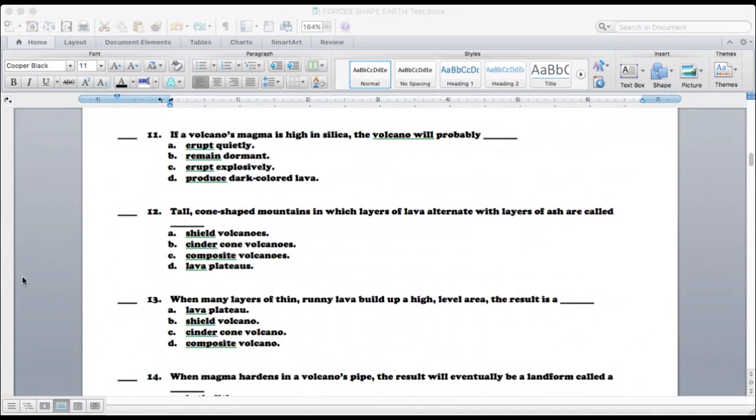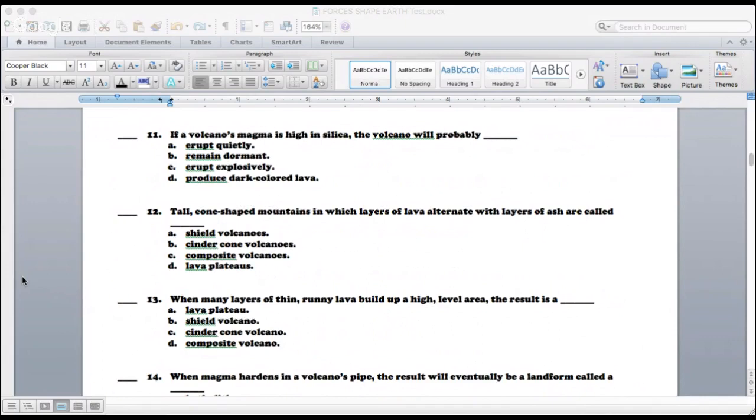Number 12. Tall, cone-shaped mountains in which layers of lava alternate with layers of ash are called A. Shield volcanoes, B. Cinder cone volcanoes, C. Composite volcanoes, or D. Lava plateaus.